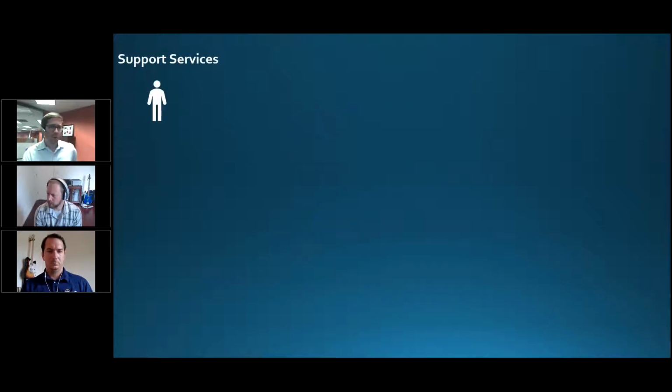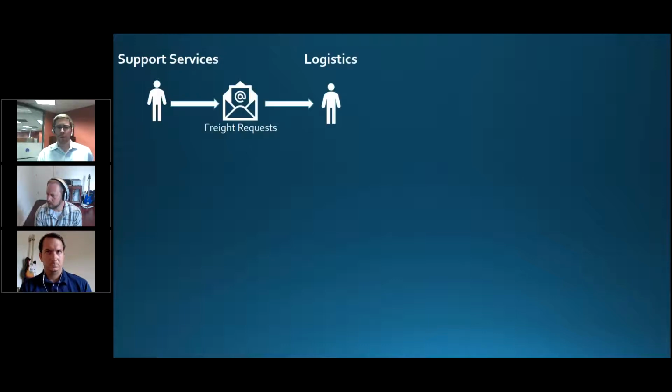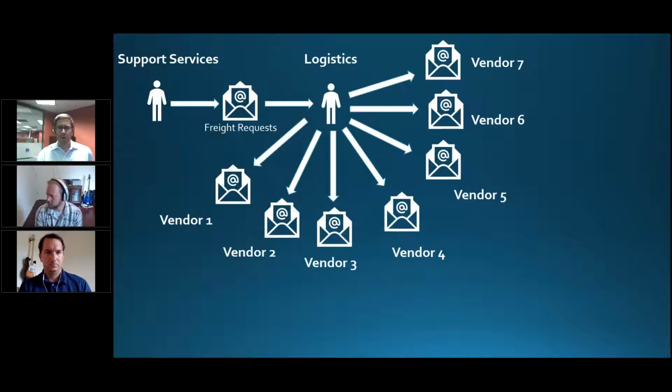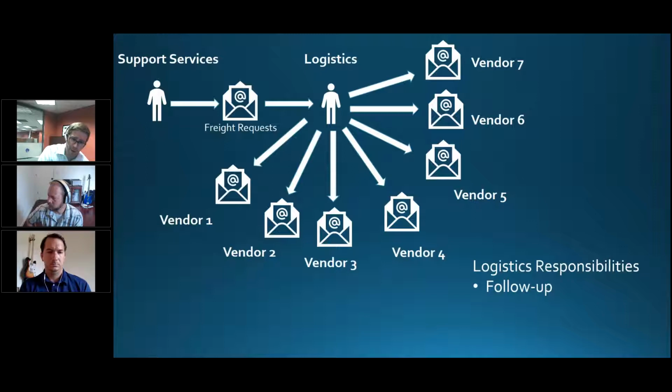We've got a support services team, right? Support services team needs a freight rate, those big ships that come in over the ocean. So they were initially sending an email to our logistics team, and then our logistics operator would take that information and usually reassemble it and then email it out to a whole bunch of vendors, sometimes 20 plus vendors, right? And they're not done at that stage, right? So they have more responsibilities. They still have to follow up on all these emails. So if the vendors don't reply, they need to say, hey, I'm still waiting on you.